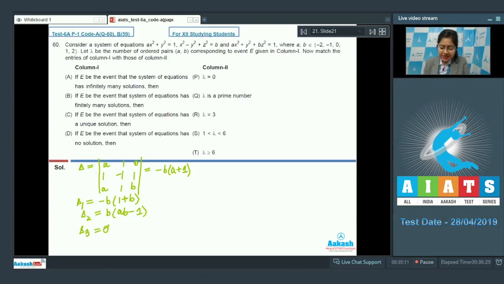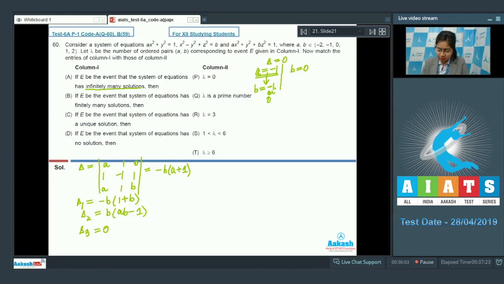Now next, option A says that let E be the event that the system of equations has infinitely many solutions. For infinitely many solutions, we know that all the deltas should be equal to 0, right? Now, for delta equal to 0, we have two cases, that is either a is equal to -1 or b is equal to 0, right? Now, if a is equal to -1, then in delta 2 we will get b times (b+1). Now, for a equal to -1, for all deltas to be equal to 0, we have to put b equal to either -1 or 0, right? When we take a equal to -1, then we have to take b equal to either -1 or 0. Only then we will obtain infinitely many solutions.